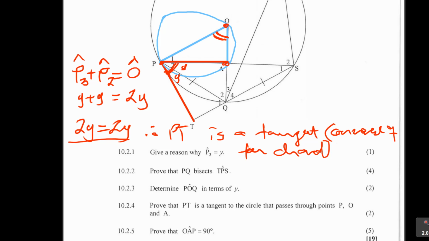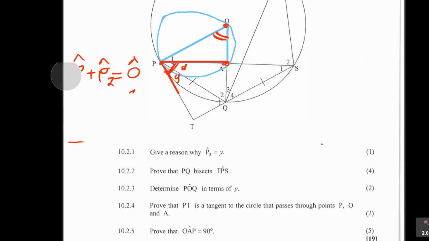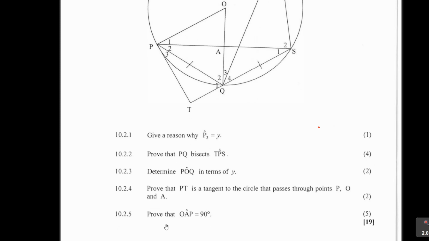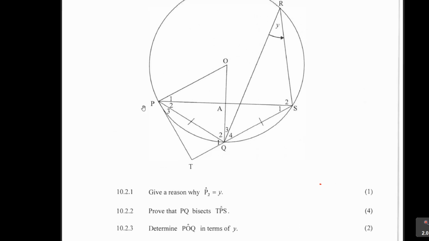All right, and then question number 5. Let's look at question number 5. Question number 5 says, prove that OAP is equal to 90 degrees. OAP. So they're saying if I take my line, I do that, and then I do that, and then I do that, this is a right angle triangle. They're just saying this is 90 degrees. That's what they're saying. I must prove that that is 90 degrees.